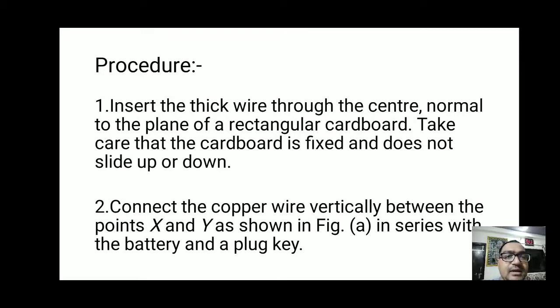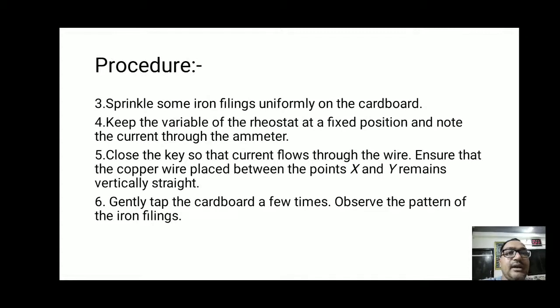Then the second point is to connect the copper wire vertically between the points X and Y shown in figure A, in series with the battery and the plug key and other equipment, the rheostat and the ammeter. So this is the second step. The third step is to sprinkle some iron filings uniformly on the cardboard. For sprinkling these iron filings we can use the sprinkler, and we have to sprinkle some iron filings on the cardboard.